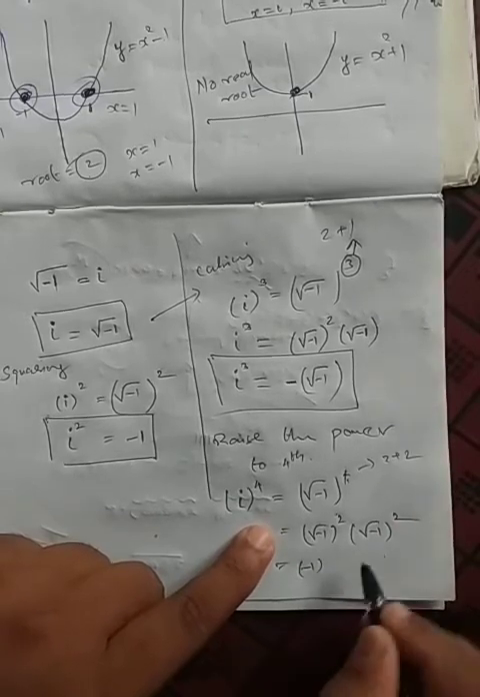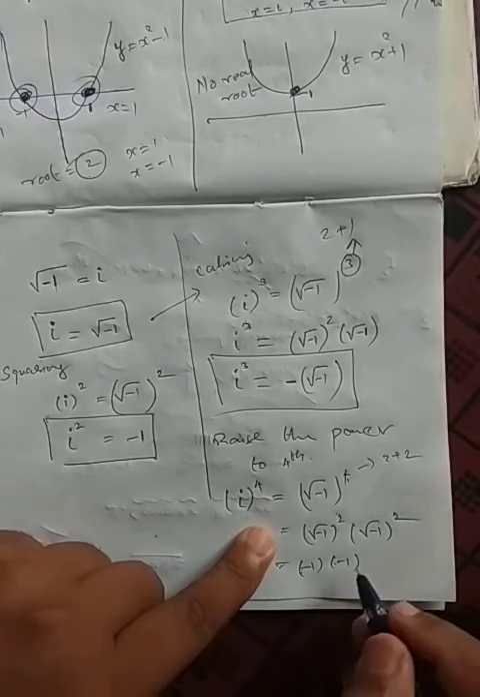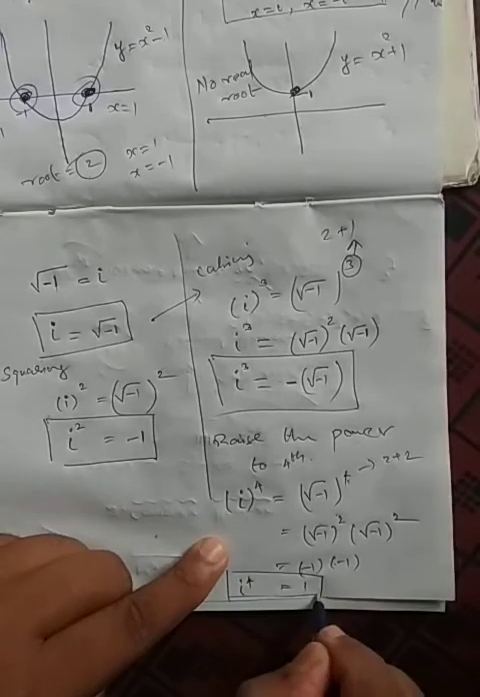So that means the square root gets canceled, minus 1. Here also the square root gets canceled, minus 1. Minus into minus is plus, 1 into 1 is 1. So we are getting the value 1. For i power 4, the value we are getting is 1. Okay, so these are the things you must know.